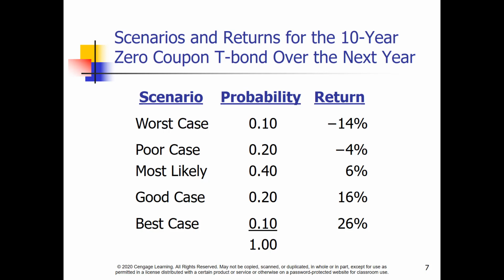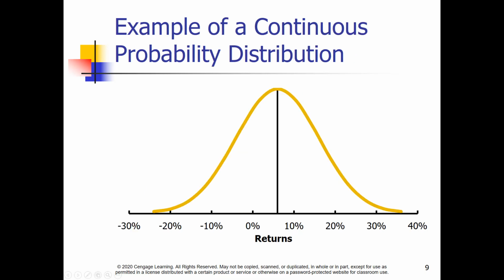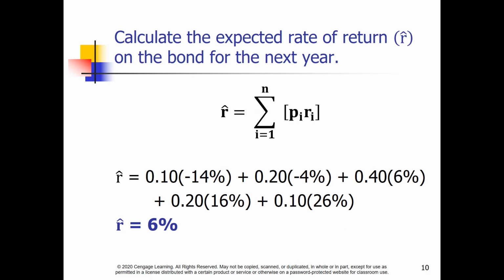Shown on the slide is the probability distribution for the expected returns on this bond over the next year. Graphing the probability distribution shows that the returns generally follow a symmetric normal curve. Modified to a continuous distribution makes the curve more obviously a normal curve. The expected return computed from a probability distribution is simply a weighted average of the expected returns in each state, with the weights being the probabilities. For this bond, the expected return is 6%.